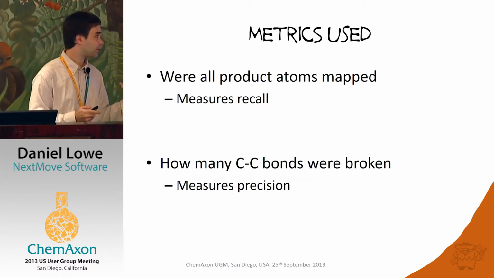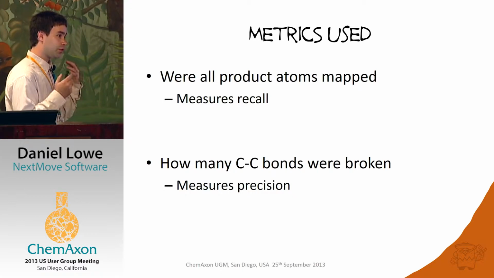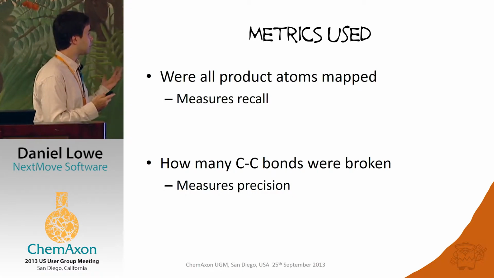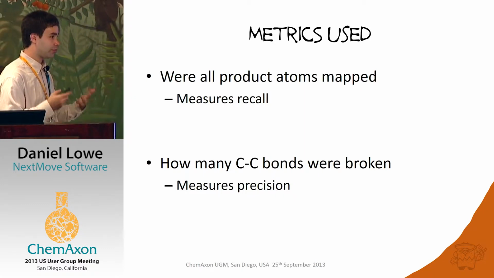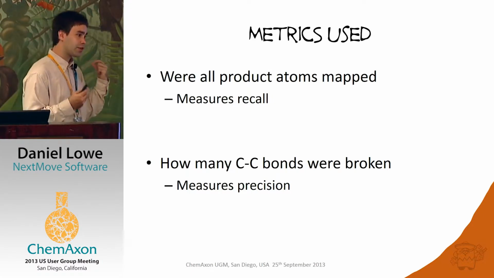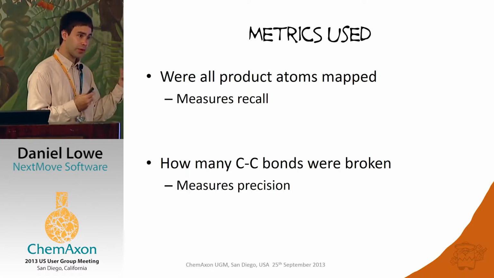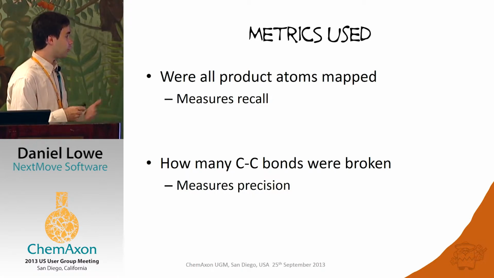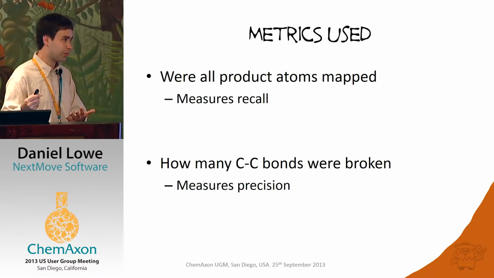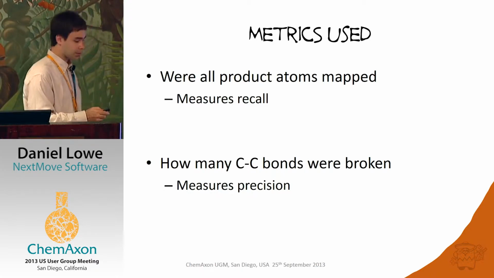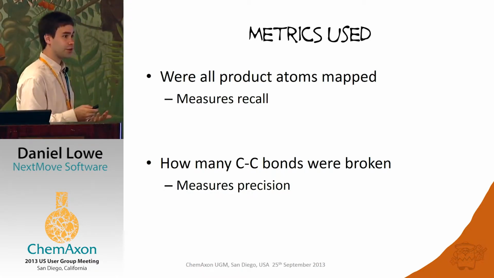The metrics we'll use are whether you can assign a mapping to all atoms in the product, which essentially is a measure of recall. And then how many carbon-carbon bonds were broken. I mean, in principle, you could have a reaction that breaks carbon-carbon bonds, but it's rare in organic chemistry. Generally, you're doing reactions that make carbon-carbon bonds. And also, if there is a mapping which can be done which doesn't involve breaking a carbon-carbon bond, it's far more likely that it's the correct mapping. So that's, in a way, a measure of precision.